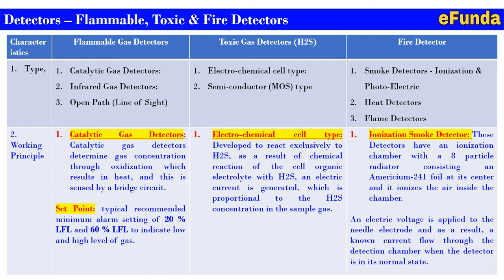Under the fire detectors, smoke detectors are further classified, that is ionization smoke detector. These detectors have an ionization chamber with a radiator consisting of americium-241 foil at its center, and it ionizes the air inside the chamber. An electric voltage is applied to the needle electrode. As a result, a known current flows through the detection chamber when the detector is in its normal state. This is how these types work.